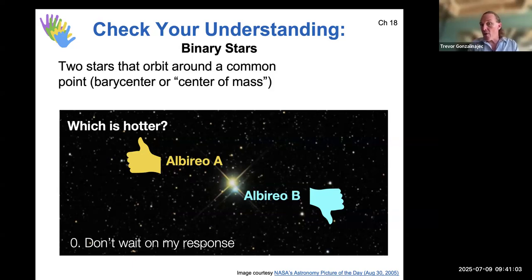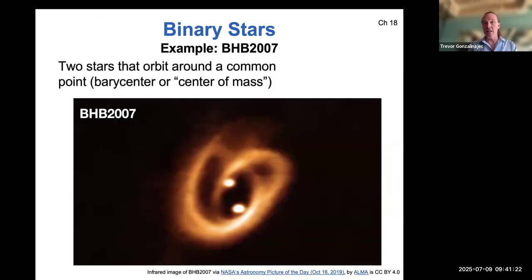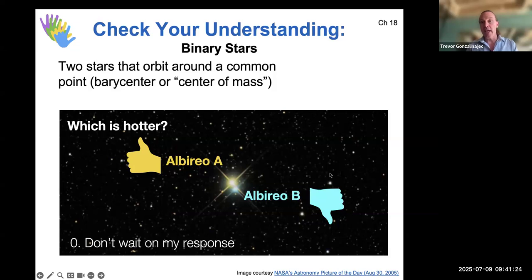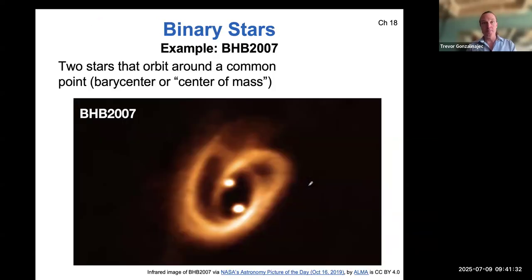But which one's hotter, right? Is it the blue or the yellow one? So I won't check chat right now, but for your own knowledge and confidence, you could put your answer there. Which one? Blue or yellow star? Which color corresponds to a hotter star? It's the blue one. The blue star is the hotter. Okay. Remember the black body radiation curve.